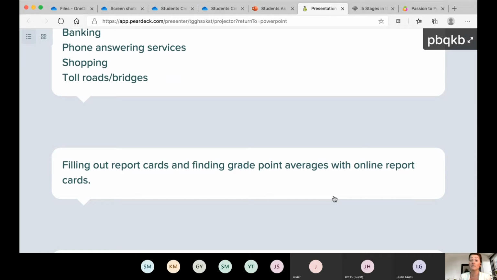Filling out report cards and calculating grade point averages with online report cards. Yes, that's been more automated, isn't it? Thank you so much for sharing that. Yeah, Walmart robot takes inventories.